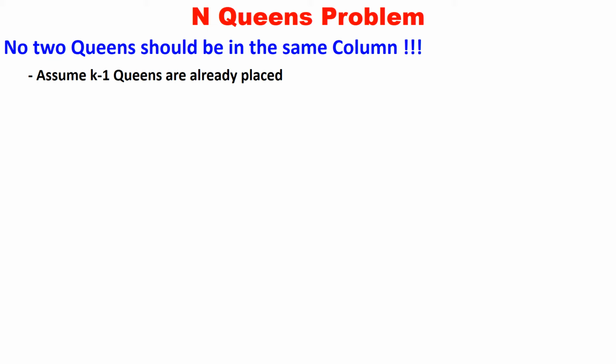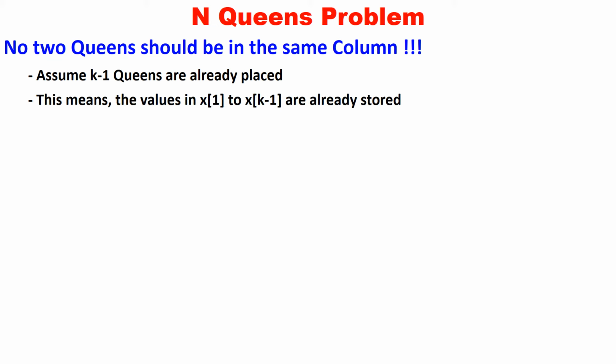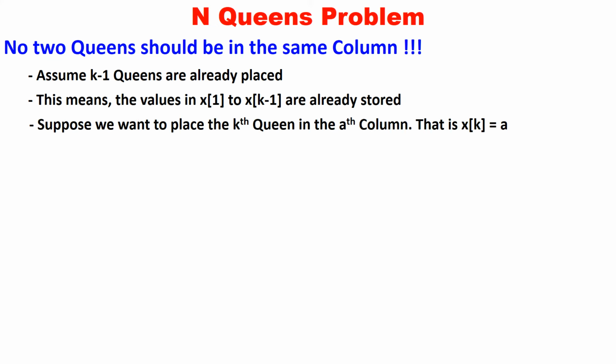Where is the first queen placed? First queen is placed in the X of 1th column. That is, X of 1 will contain the column number of the first queen, X of 2 will contain the column number of the second queen, X of k minus 1 will contain the column number of the k minus 1th queen. This means the values in X of 1 to X of k minus 1 are already stored. These are the column numbers of the queens. Suppose we want to place the kth queen in the ath column, that is X of k is equal to a.